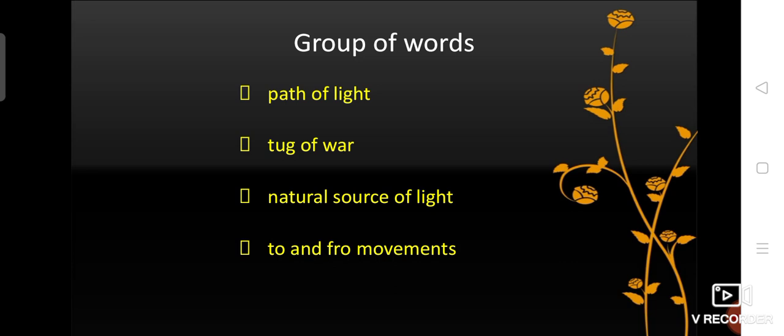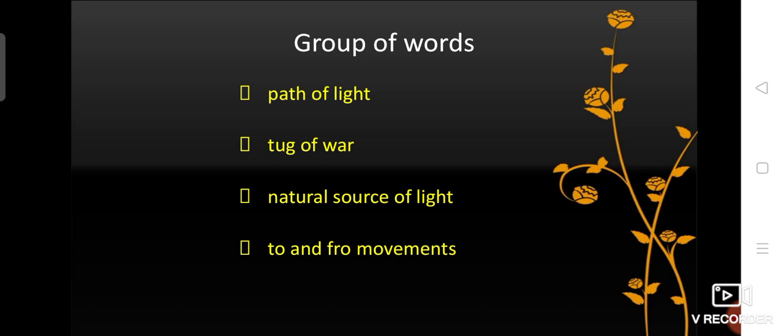So path of light. Second one is tug of war. Tug of war is one of the games. It's a team game, that is a group game. Two teams have to play.